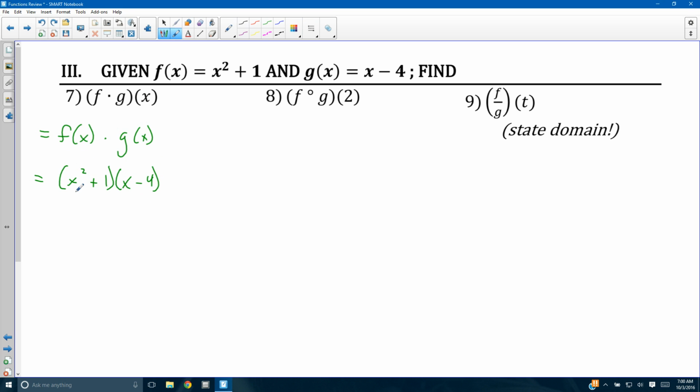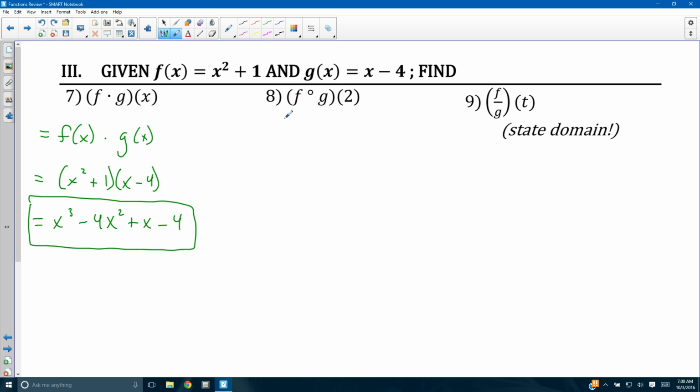So I have to distribute everything here. X squared times x is x cubed. X squared times negative 4 is negative 4x squared. X times 1 is x, and 1 times negative 4 is negative 4. And that's what that thing expands out to be. So if I took f times g of 7, I could plug 7 into here instead of into there. No biggie. Number 8, f of g of 2.